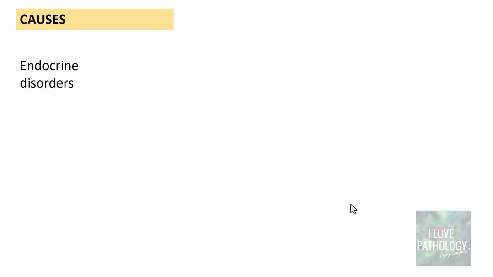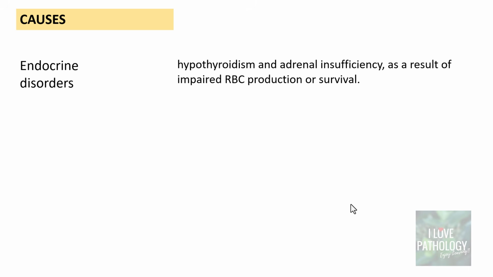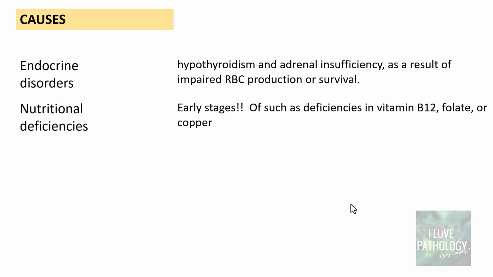It can be due to some endocrine disorders like hypothyroidism as well as endocrine insufficiency, again resulting from impaired red blood cell production. It can be nutritional deficiencies. Most often nutritional deficiencies result in microcytic or macrocytic anemia, but sometimes in early stages of vitamin B12 deficiency, there can be normocytic normochromic anemias.